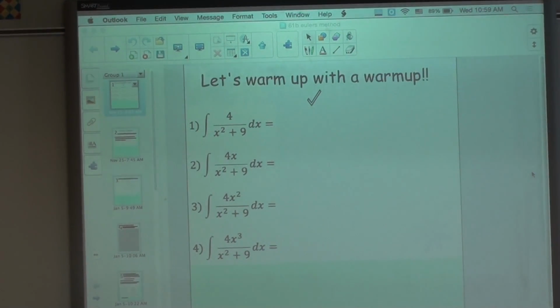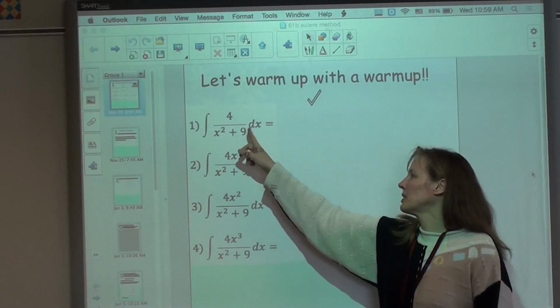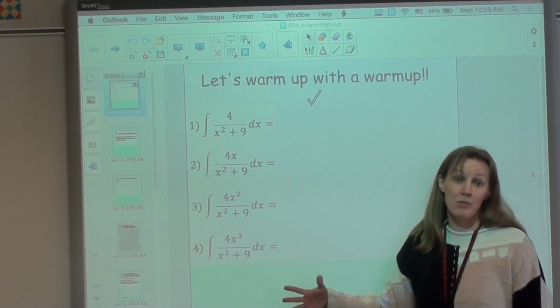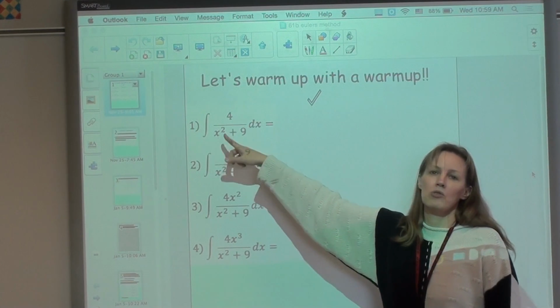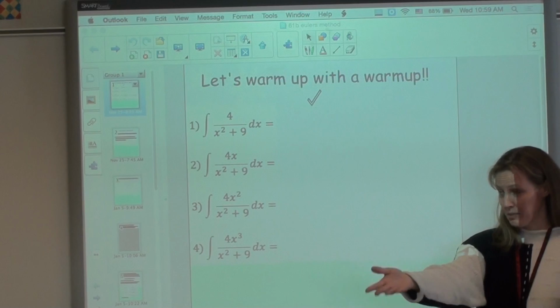All right, so going over the warm-up, we have 4 similar but different problems. They all have x squared plus a number on the bottom, with 4 different approaches to 4 different problems, really 3 different approaches. So the first one, when you have just a number over x squared plus a number, does anyone know what type of function it's going to be? It's going to be an arctan, right?